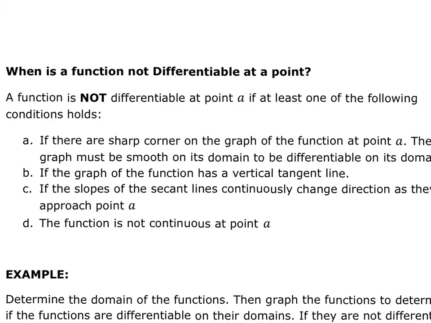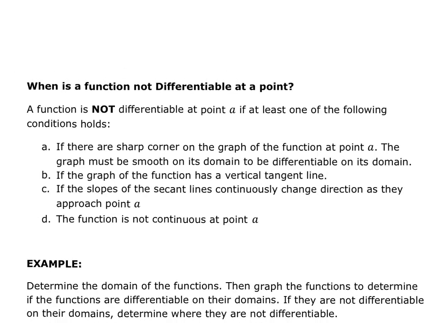So it can't be a sharp corner. So it has to be smooth. Can't have a vertical tangent because the slope is undefined. It can't have that oscillation where it's changing directions quickly back and forth. And of course, it has to be continuous at that point.